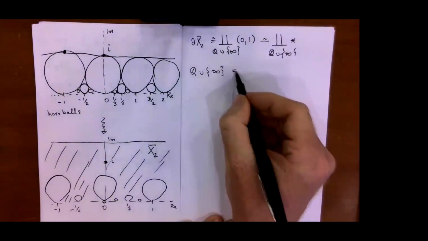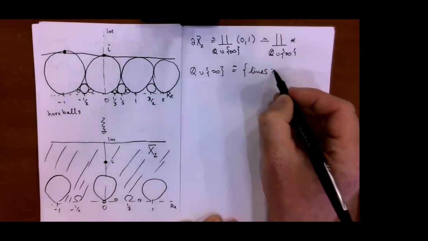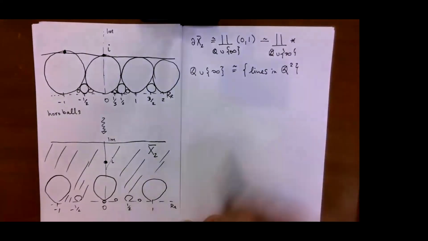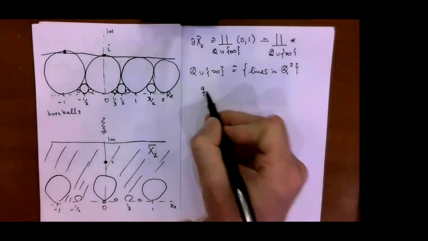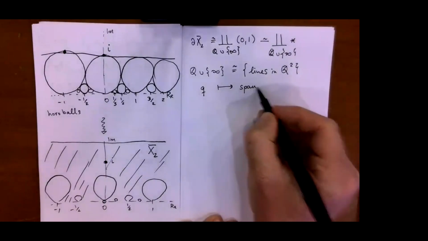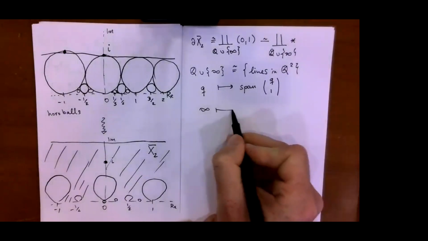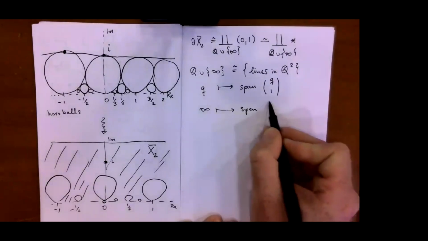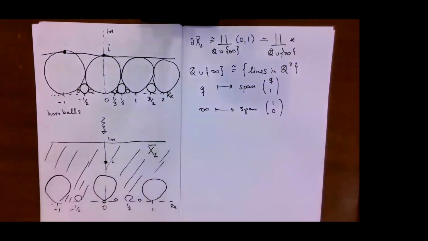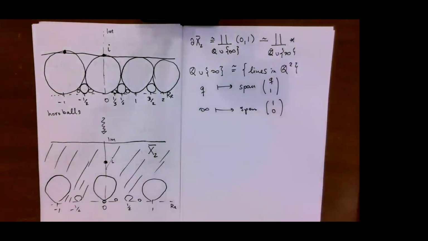I can also view as lines in Q squared, in the two-dimensional vector space. How would I do that? I would send a rational number q to the span of the vector (q, 1), and then I send infinity to the span of the vector (1, 0). So that will give me all possible lines inside of Q squared, and gives me a bijection between these two things.